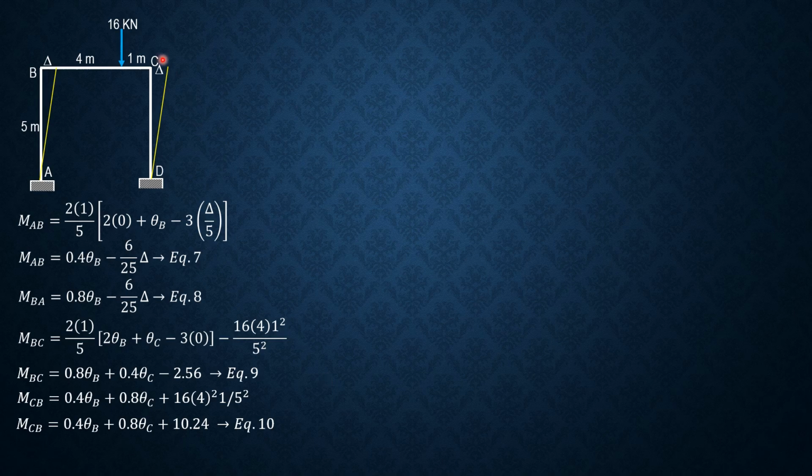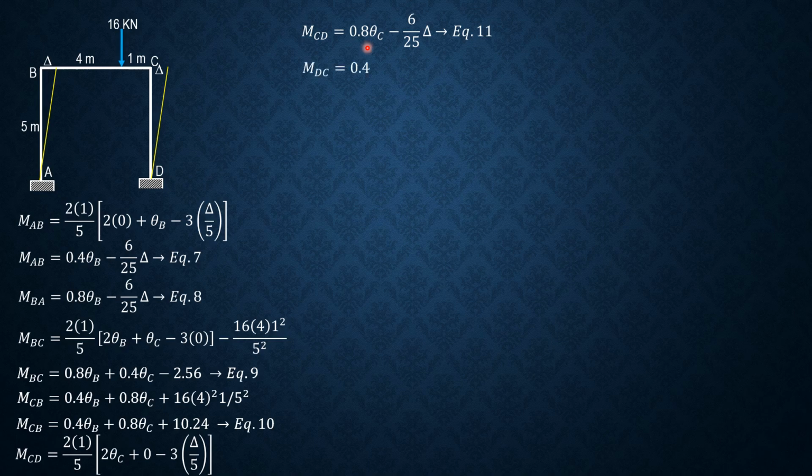Then MCD is 2 times 1 over 5, quantity 2 theta C plus 0 theta D, then minus 3 times delta over 5. Simplifying, MCD is 0.8 theta C, then minus 6 over 25 delta, equation 11. Finally, MDC, interchange, so it is this that is doubled, but this is 0, so this becomes 0.4. MDC is 0.4 theta C minus 6 over 25 of delta, equation 12.